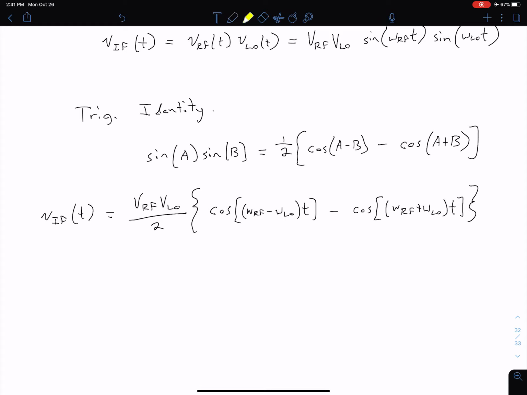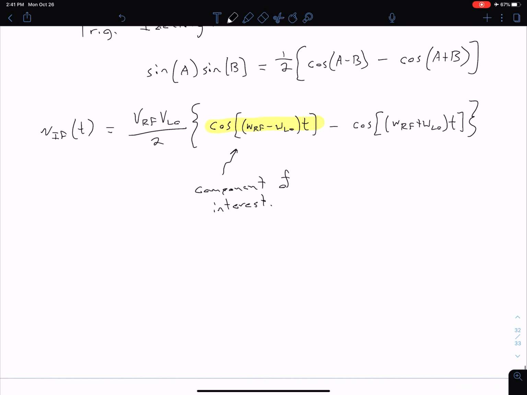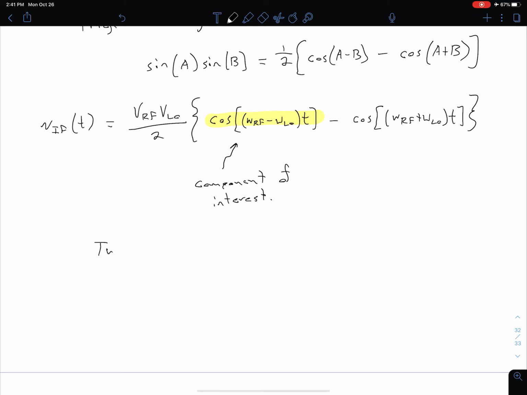And of course, right here, we see this is our component of interest. This is what we were looking at when we were talking about RF mixers in our previous video: the difference between our radio frequency value and some local oscillator frequency. But we notice we actually have two frequency components. We have this component that corresponds to the difference of the two frequencies, and we also have the component that corresponds to the sum of the two frequencies.